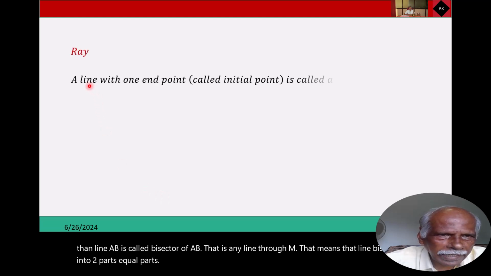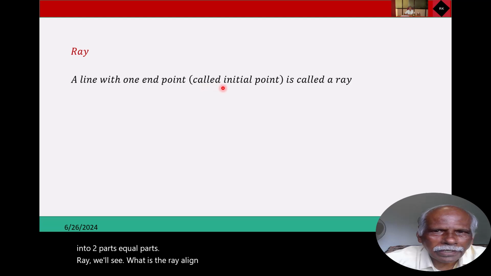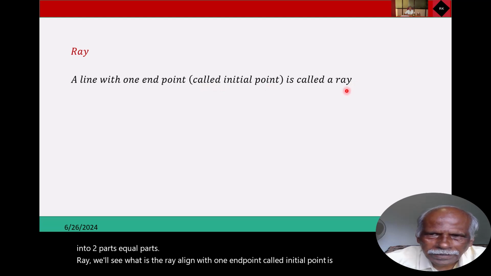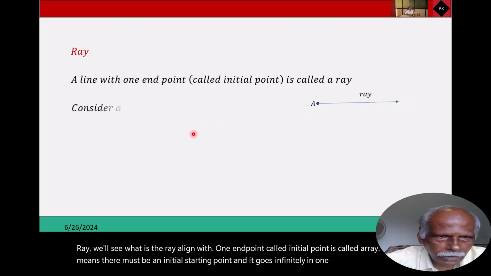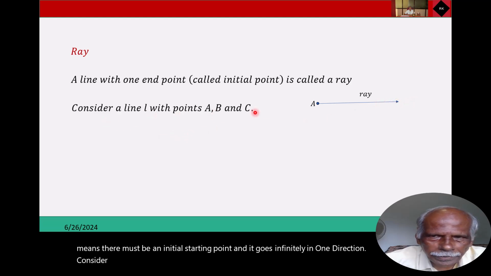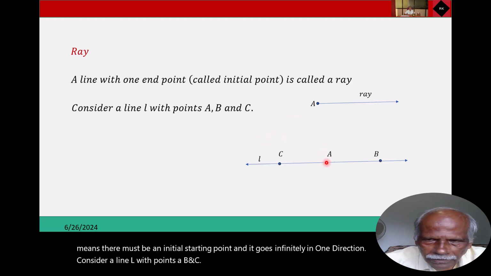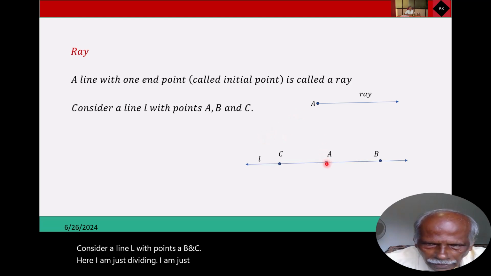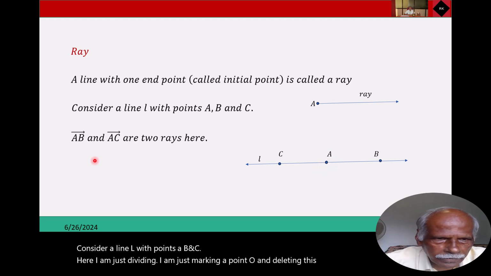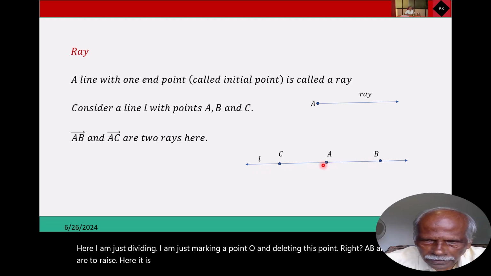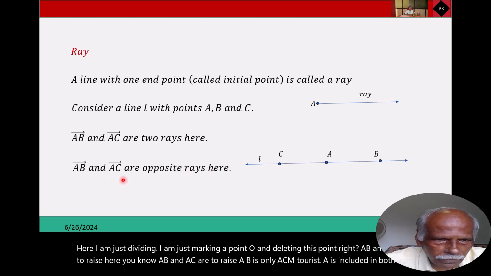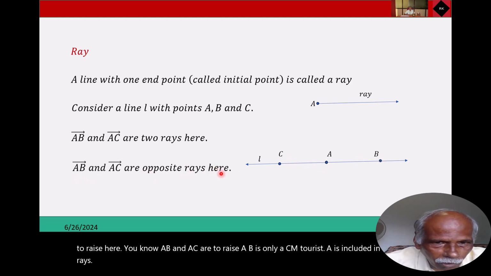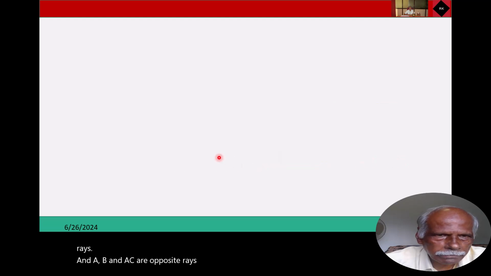Ray. We will see what is a ray. A line with one end point called initial point is called a ray. That means there must be an initial starting point and it goes infinitely in one direction. Consider a line L with points A, B and C. Here I am just marking a point O and deleting this point, right? AB and AC are two rays here. Note, AB is one ray, AC is another ray. A is included in both rays. And AB and AC are opposite rays because the direction is opposite.